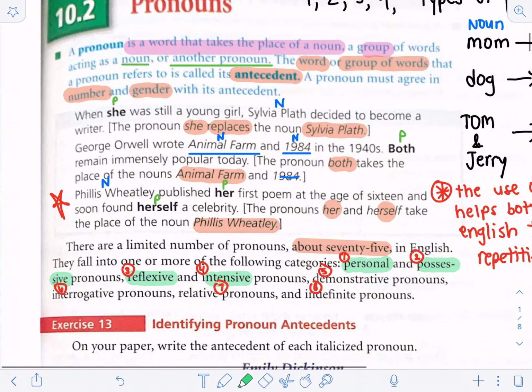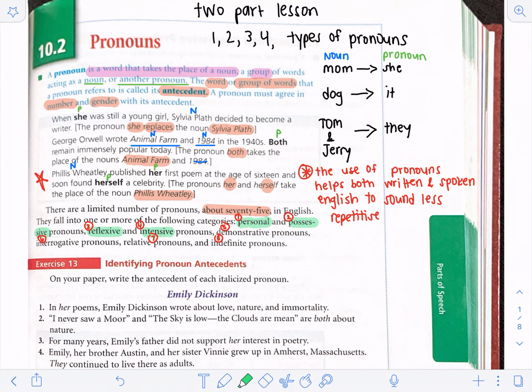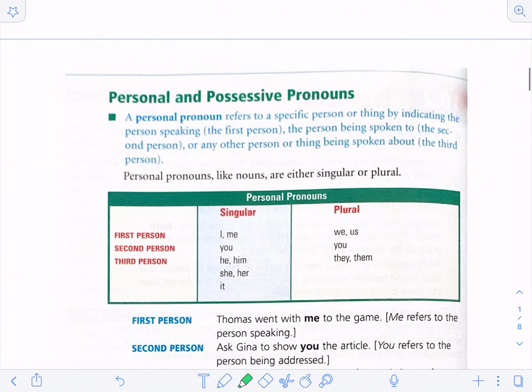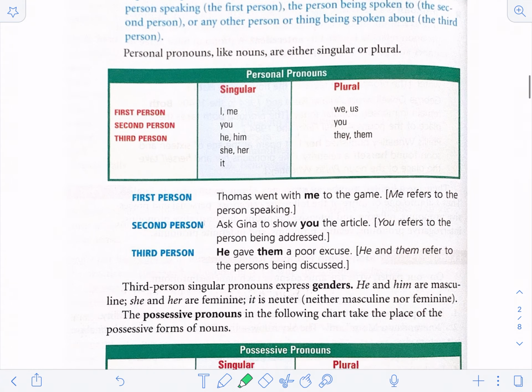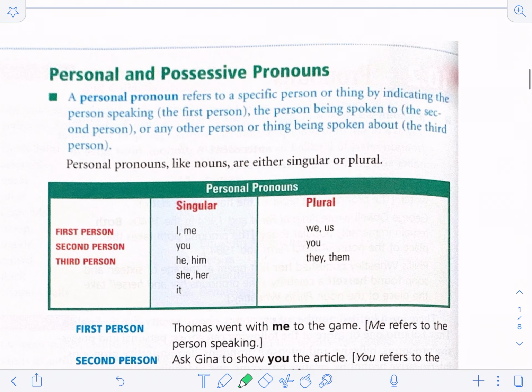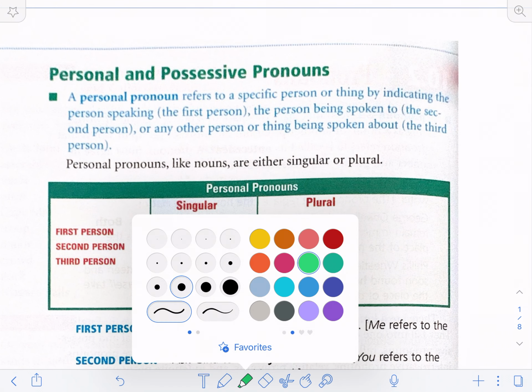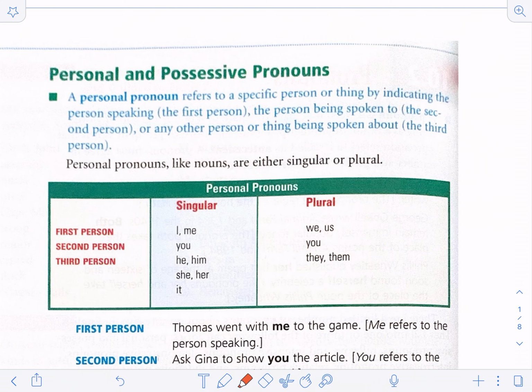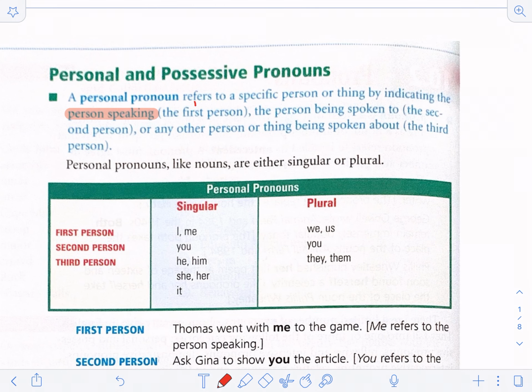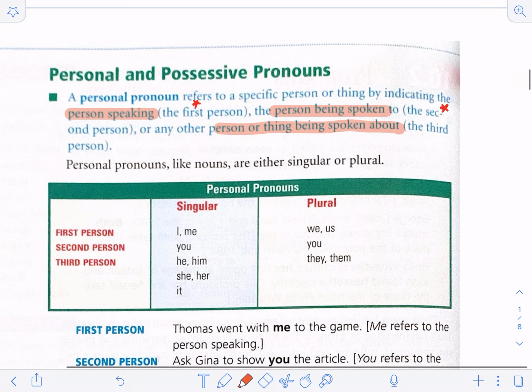So that way it's clear, are personal and possessive, reflexive, and intensive. Okay? Don't worry about the exercises right now. Don't cross them out. We will come back to this. But let's move down to where it says personal and possessive. A personal pronoun refers to a specific person or thing by indicating the person speaking, first person, the person being spoken to, second person, or any other person or thing being spoken about, third person.